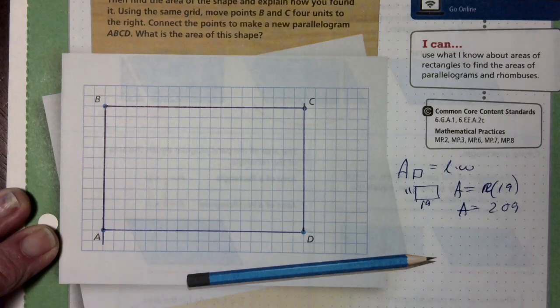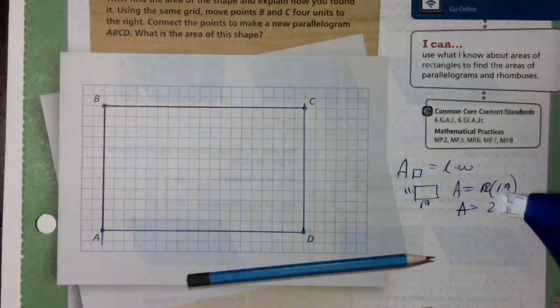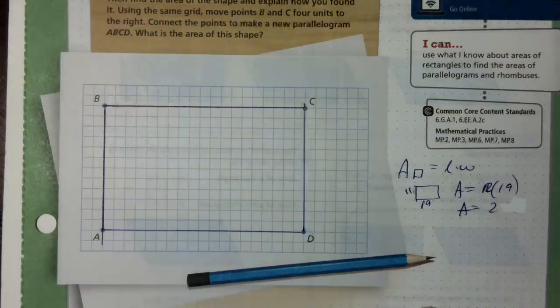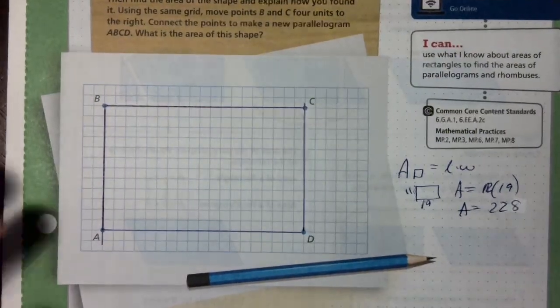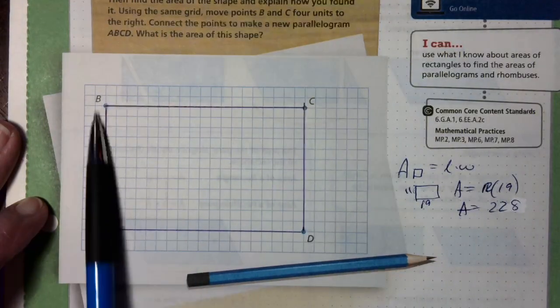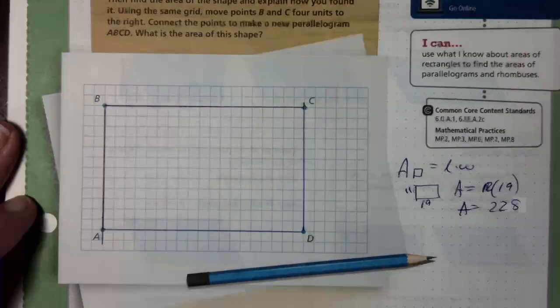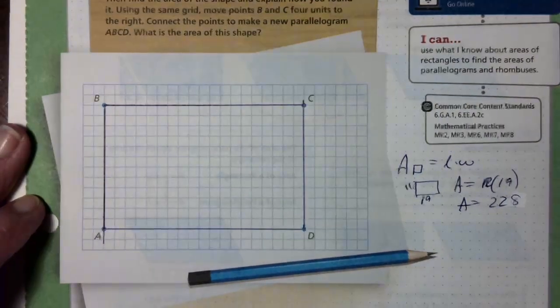You should always check yourself. I get 228. 228. Well, what does that mean? That means if you count all these little squares, there would be 228 of them inside here. If you don't believe me, we'll go count them. Okay? All right. So we got that much done.